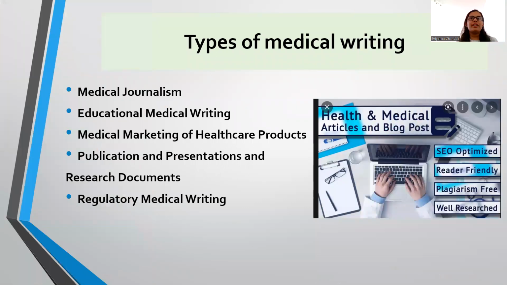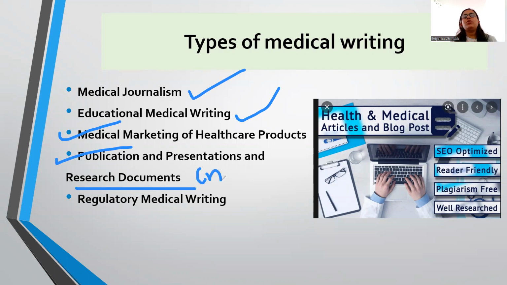So next is the types of medical writing. Like you have heard about medical journalism, educational medical writing. Here, one by one we'll go. Medical journalism, followed by educational medical writing, then medical marketing of healthcare products. For that also, we have to do a lot of research, and we have to arrange the slides. We have to do it for marketing. We need to write many things to convey to the audience, or what we can say, clients or customers. Then publication and presentation and research documents. This is the most important part of medical writing.